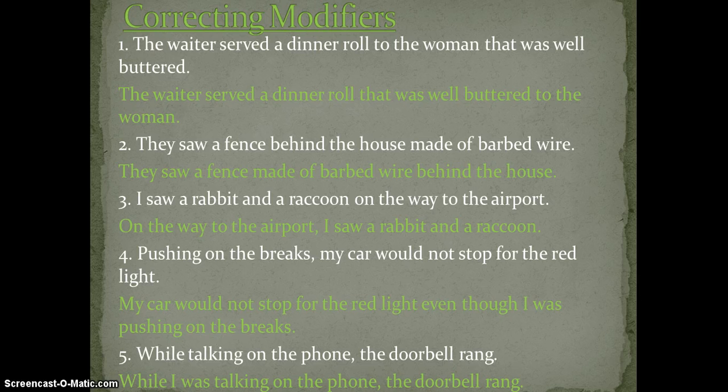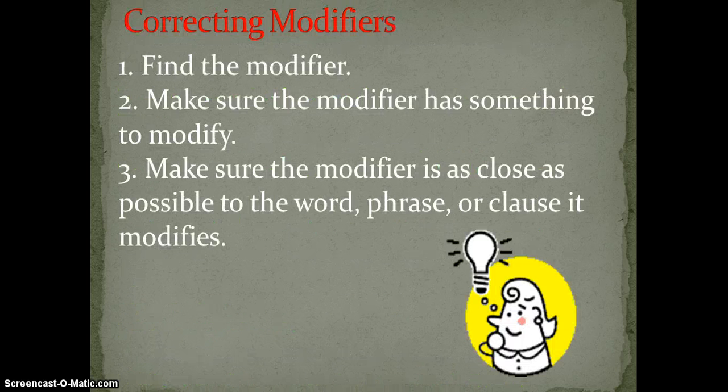For number 5, "While talking on the phone, the doorbell rang." Again, with this, we don't have who or what was talking on the phone. So we have to insert who or what was talking on the phone. "While I was talking on the phone, the doorbell rang."